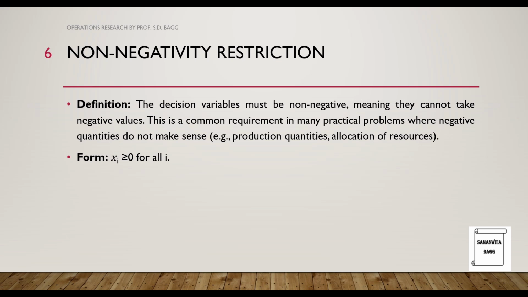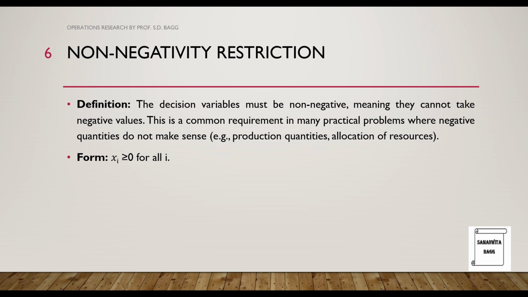The next one is non-negativity restriction. Definition: the decision variables must be non-negative. The decision variables, as in x1, x2, x3 up to xn, all those values should be non-negative, meaning they cannot take negative values. This is a common requirement in many practical problems where negative quantities do not make sense.